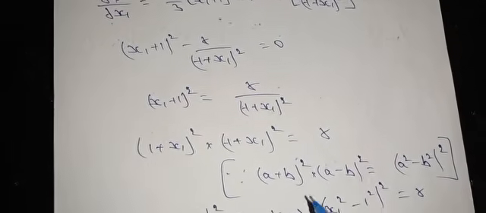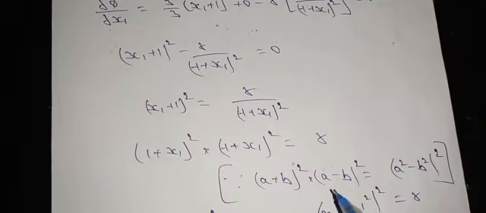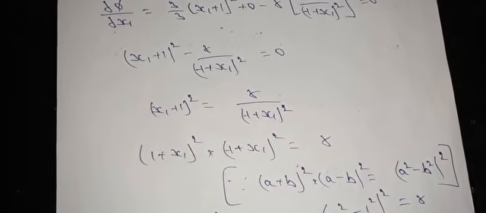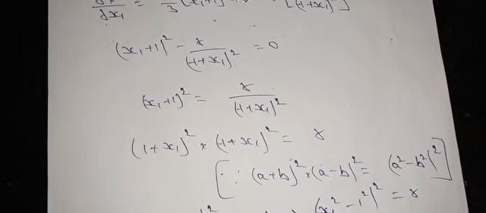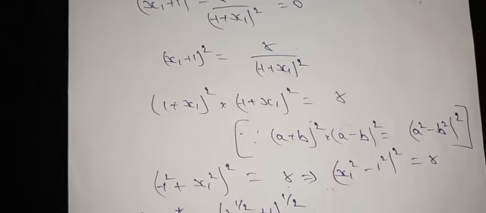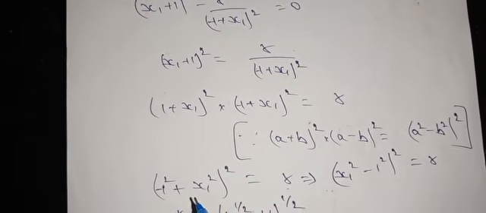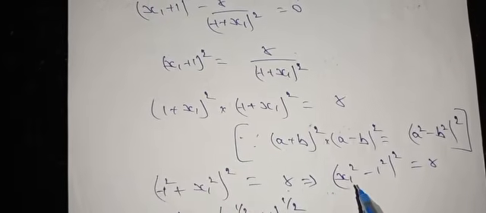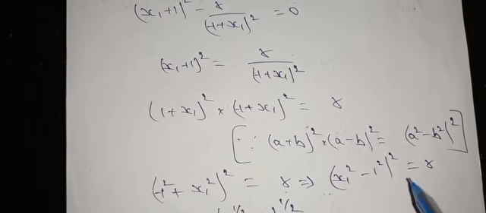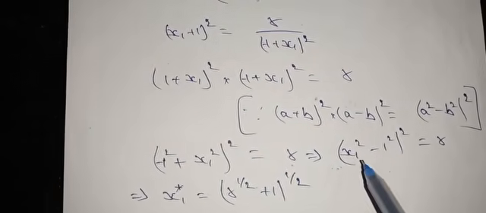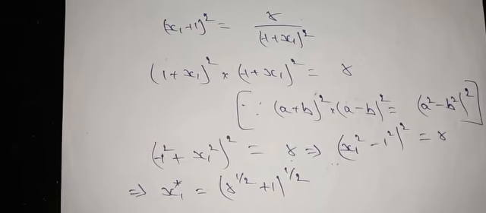This is of the form (a plus b) whole square into (a minus b) whole square, or else we can write (x1 plus 1) whole square into (x1 minus 1) whole square also. The formula is (a square minus b square) whole square. So (x1 square minus 1) whole square equals r. From this equation we will find the x1 value, that is the optimum value.